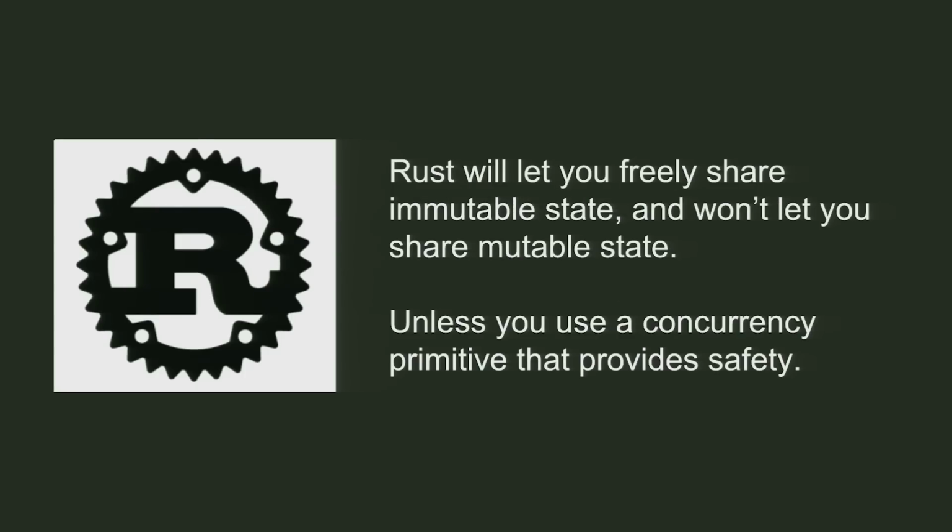And so most languages deal with this problem by saying, okay, to deal with concurrency, we're going to make everything immutable and then try to figure out how to make that perform in a reasonably acceptable way. What Rust does is a little more complicated in some ways, but also not. Basically, Rust will let you share immutable state as much as you want, and it won't let you share mutable state unless you specifically use some sort of concurrency primitive that provides you safety.